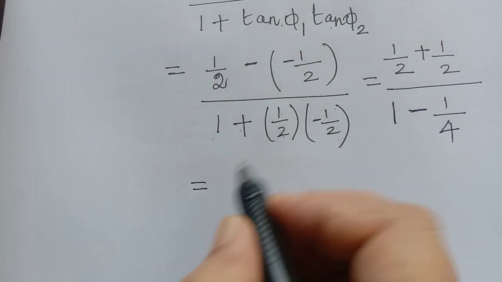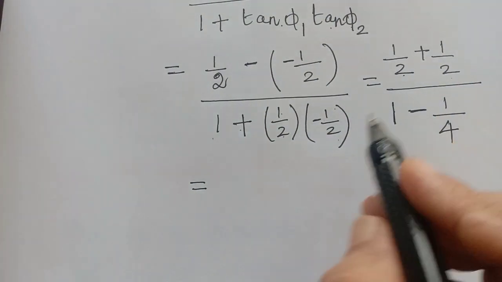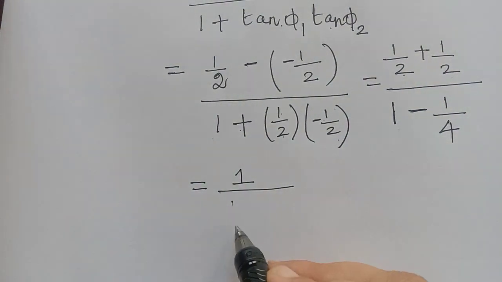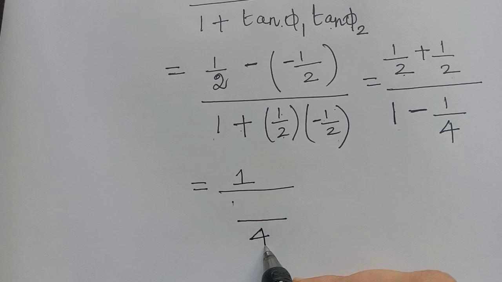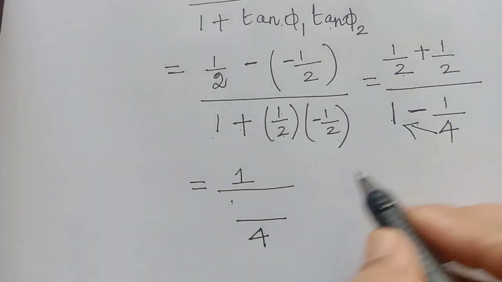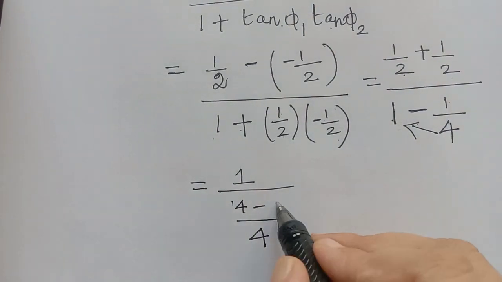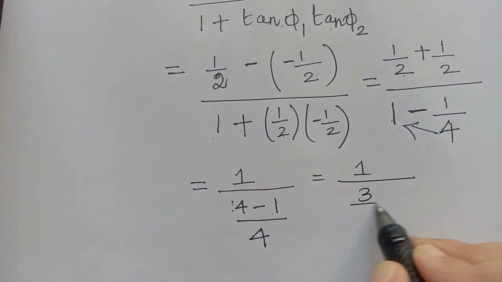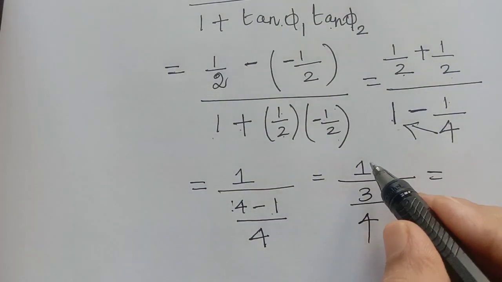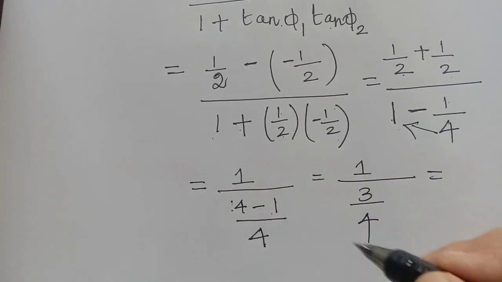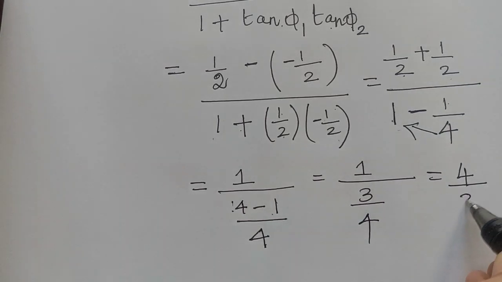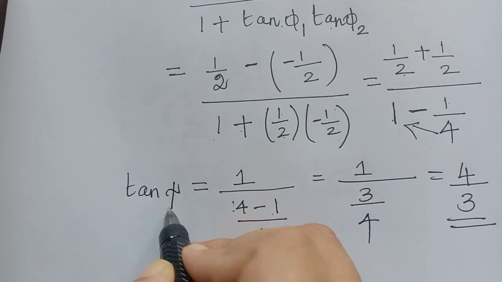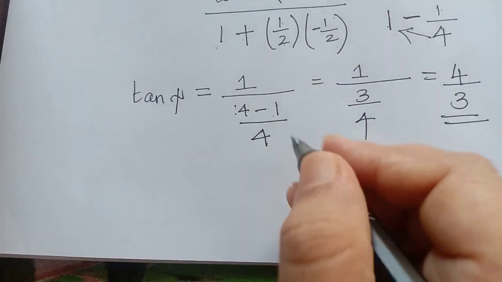So this will be equal to, what is 1 by 2 plus 1 by 2? It is 1 divided by 1 minus 1 by 4. So let us take the LCM, which is 4. So 4 into 1, so 4 minus 1. That is equal to 1 divided by 4 minus 1 is 3. So 3 by 4. So the denominator of the denominator will become the numerator. So 4 by 3. So therefore tan xi is equal to 4 by 3.